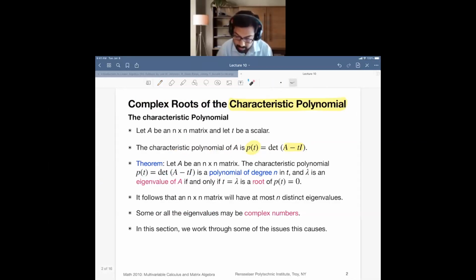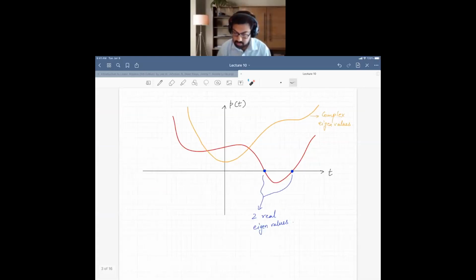Let's go back and take a look. So some of the eigenvalues may be complex. We just saw an example of that with the orange sketch. What we are going to do today is work through some of the issues that this could cause in determining eigenvalues and, more importantly, the eigenvectors that correspond to them. So we drew a sketch there.